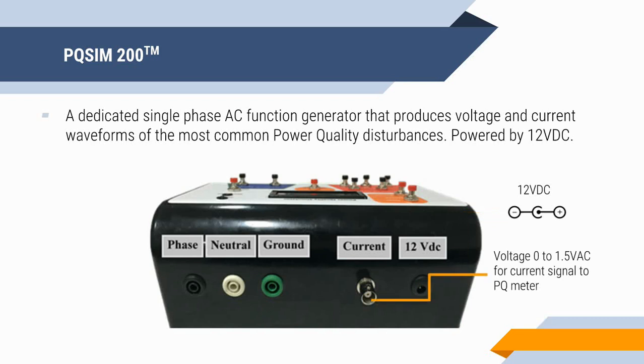Voltage 0 to 1.5 volt AC for current signal to PQ meter. Output phase voltage, depending on the factory setting, can be set from 120 to 240 volt AC, 50 or 60 Hz.